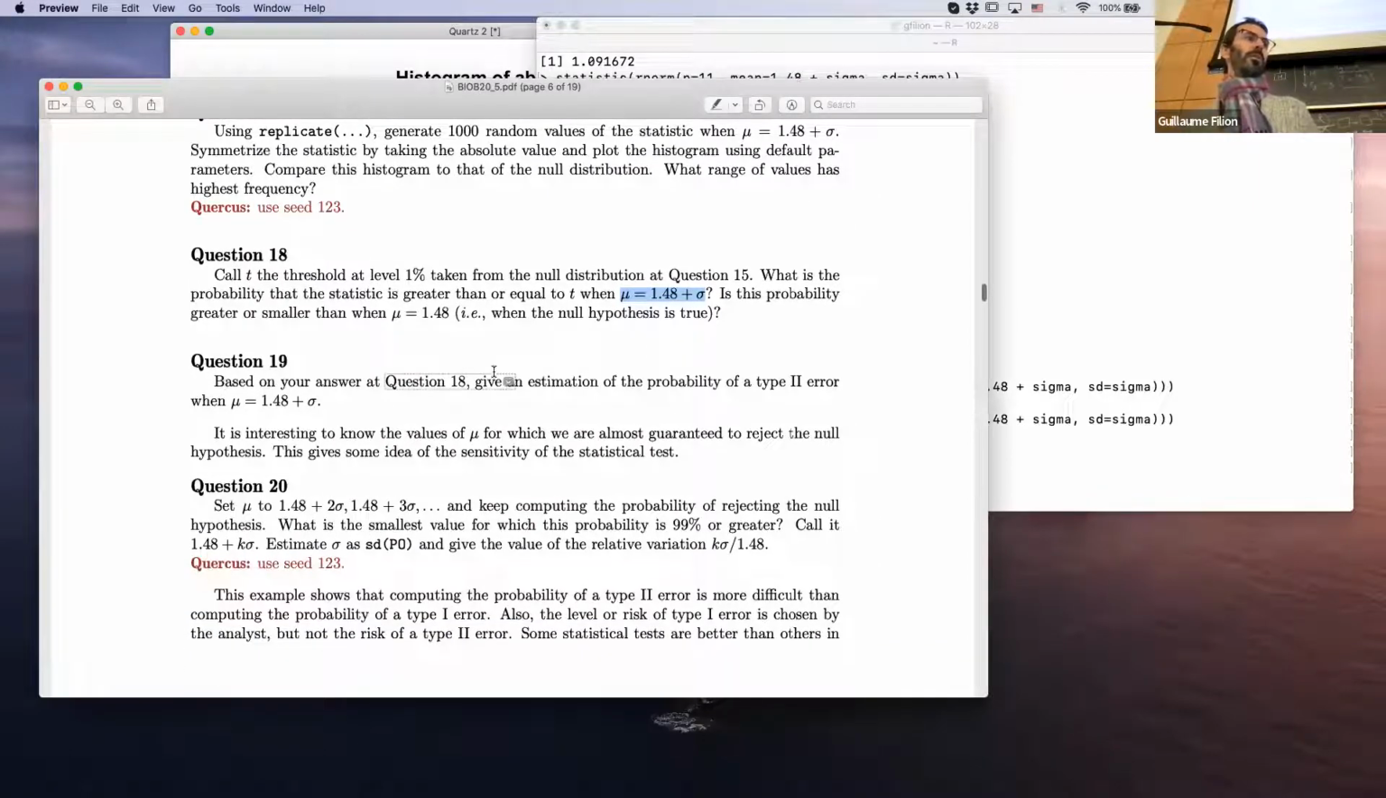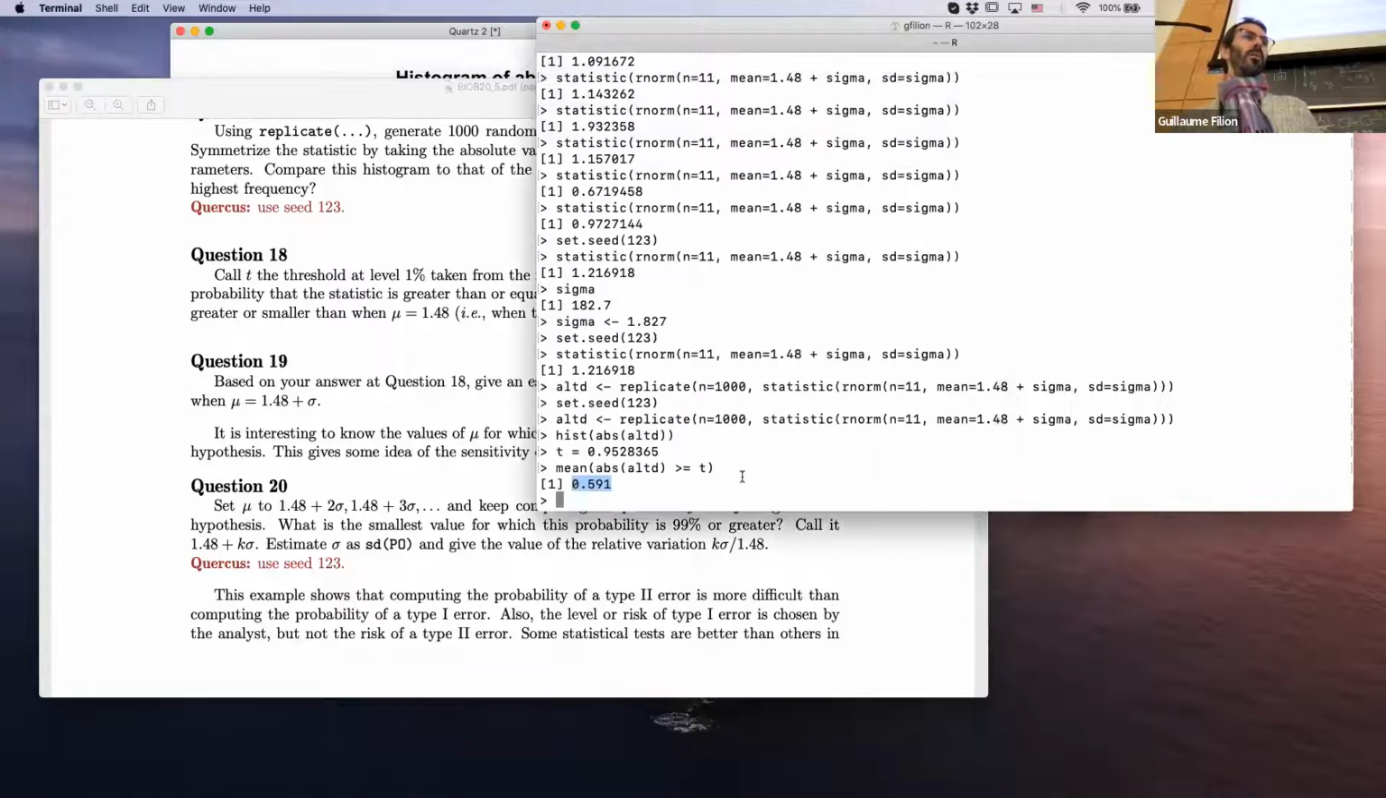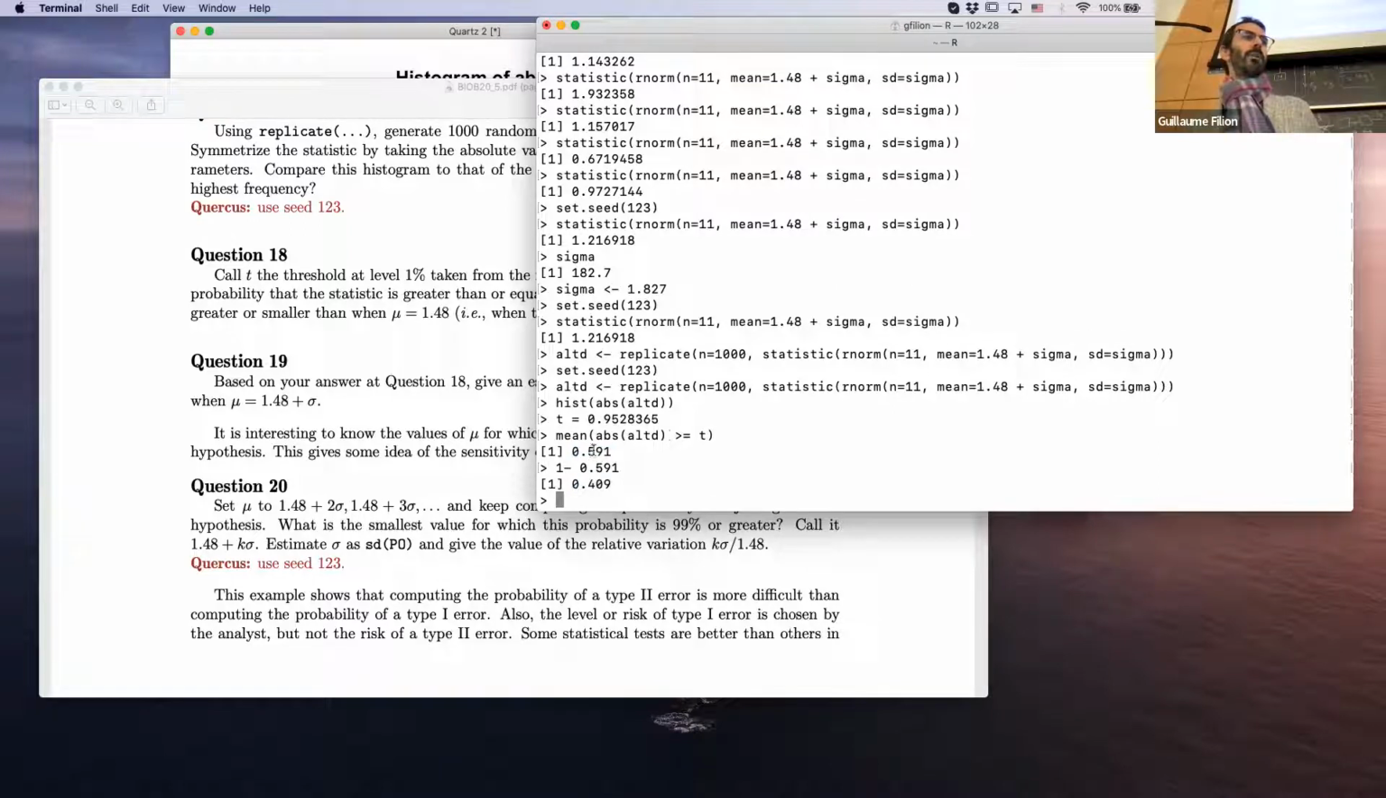Based on your answer at question 18, give an estimation of the probability of type 2 error when mu is equal to 1.48 plus sigma. Well, this is 1 minus that. Because we're rejecting almost 60% of the time, and we're right to reject when the null hypothesis is false. So we're wrong 40% of the time. So that is the answer to question 19.